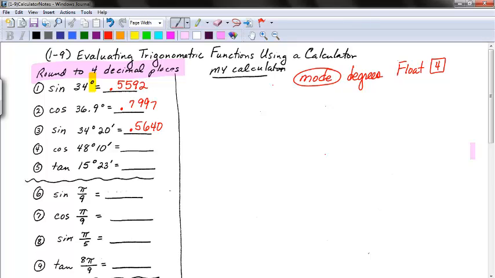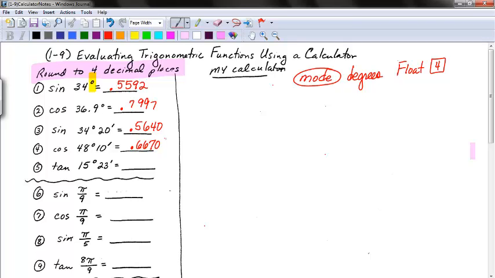Everybody getting it to work? Okay, let's do cosine of 48 degrees 10 minutes. So cosine 48, and then pick up second function angle, pick up the degrees, and 10 second function angle, pick up the minutes, and I get 0.6670. By the way, those zeros are important because it asks for 4 decimal places. Yes, you want to show the zeros.